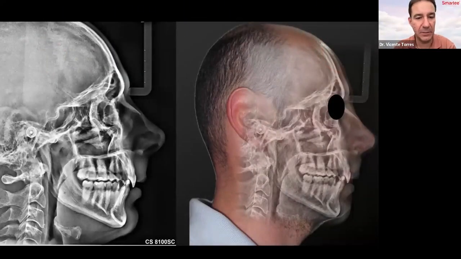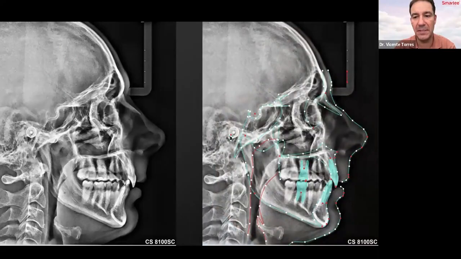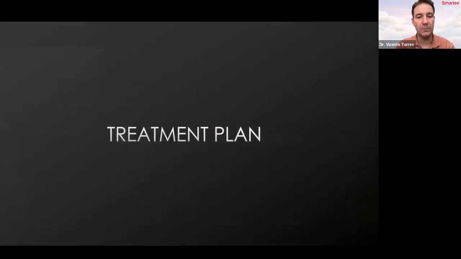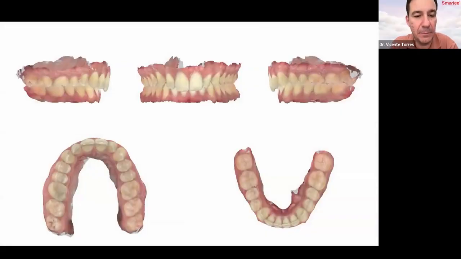Okay, this is the superposition of the cephalometric. It's a class 2 division 2 malocclusion. So, what is my treatment plan? The same. I know that in that case I need to use mandibular advancement. For mandibular advancement, we have two different devices: HB, Herbst, or TB, Twin Block.